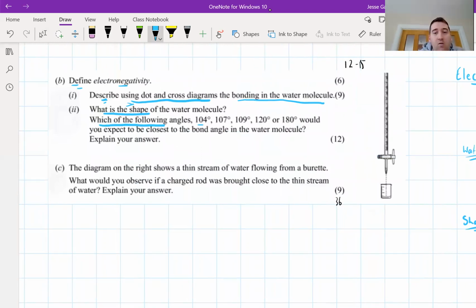Which of the following, 104, 107, 109, 120, or 180, would you expect to be the closest to the bond angle in the water molecule? Explain your answer. So look, there's 12 marks going for this section. There was 3 going for this, so there's 9 going for this part. So it's really important that you don't miss the detail here. This explain your answer is actually worth, what, 3 of the marks? No, 6 of the marks. So this is actually worth 6 of the marks, and people could miss that really easily.